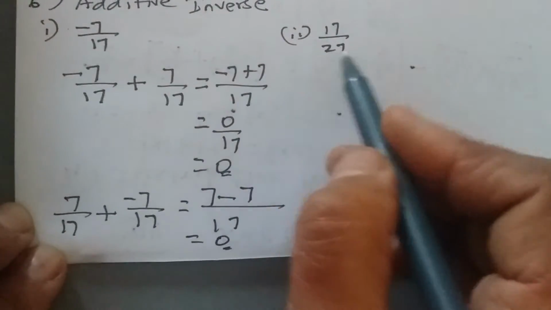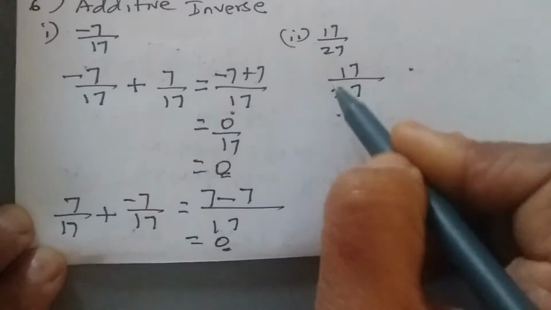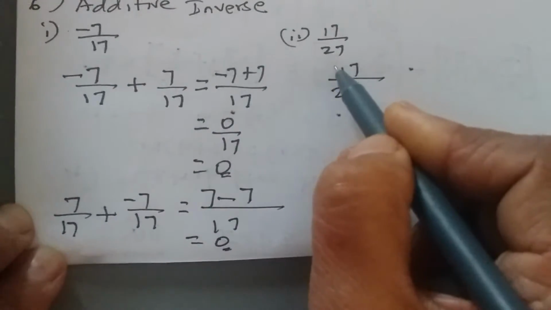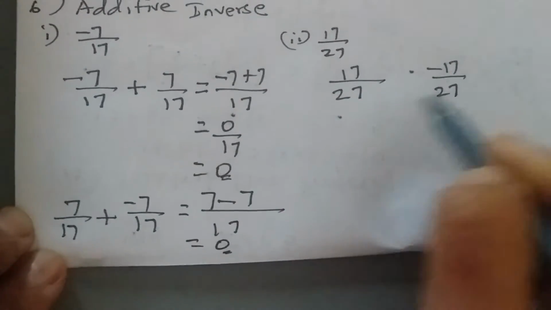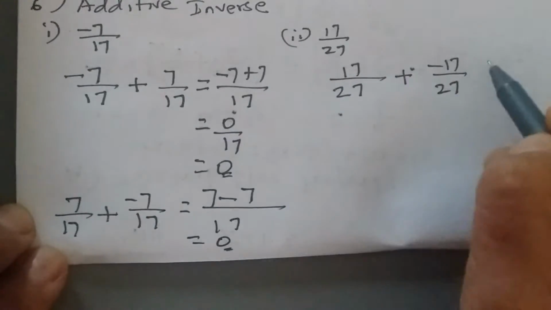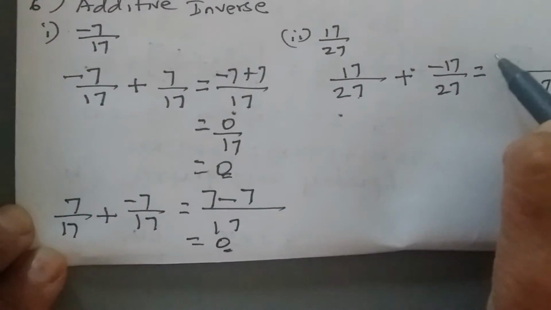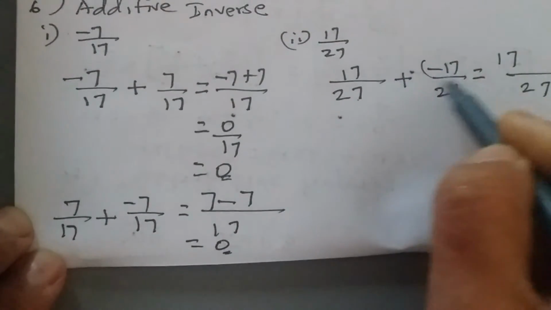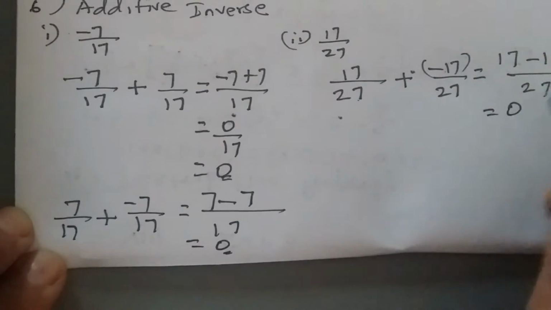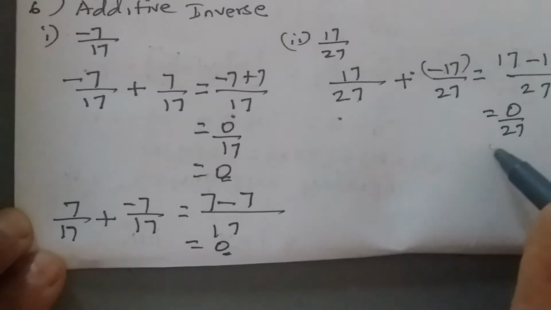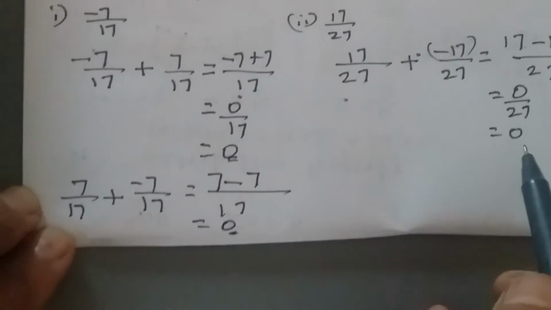Let us check the same thing for the second number, 17 by 27. What is its additive inverse? Since it is positive, the additive inverse is negative, minus 17 by 27. And how to check? Add them, and the answer should be 0. The denominators are the same, so the common denominator is 27 and the numerator is 17, two signs into one sign, plus into minus. 17 minus 17 is 0, and 0 divided by 27 is again 0. Are we getting 0? Yes.